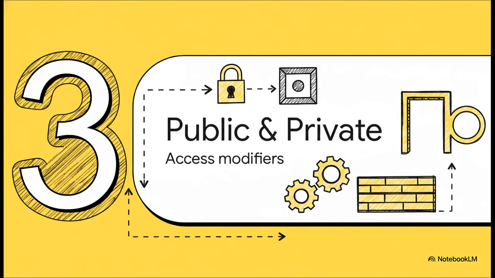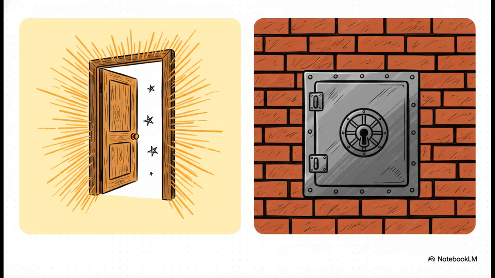Which brings us to Section 3, public and private members. Let's look at the actual mechanics of how we build this. We build our defense system using what we call access modifiers. Public members, well, they can be accessed from outside the class.